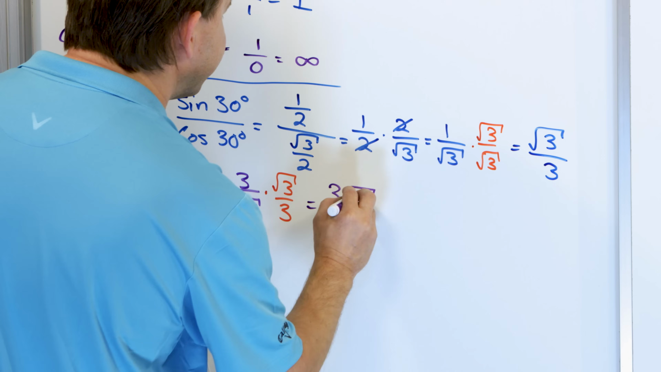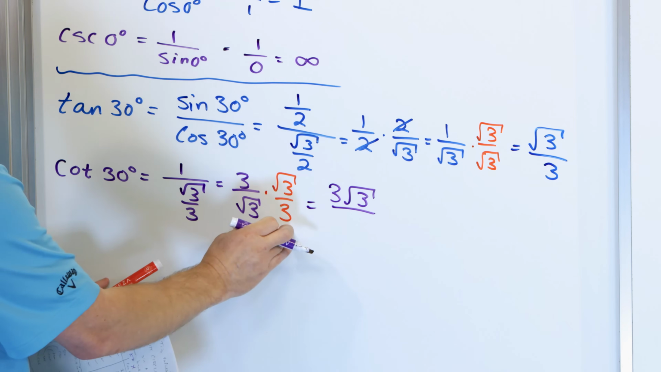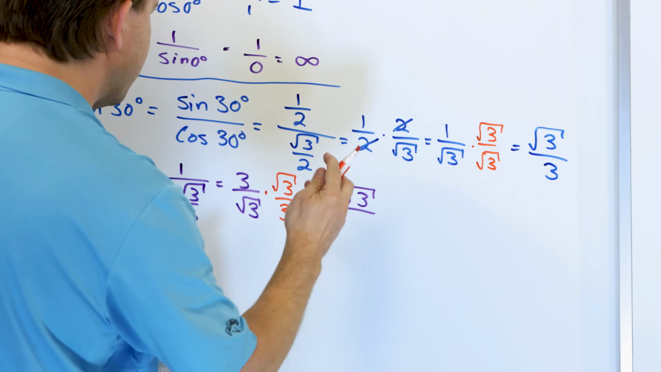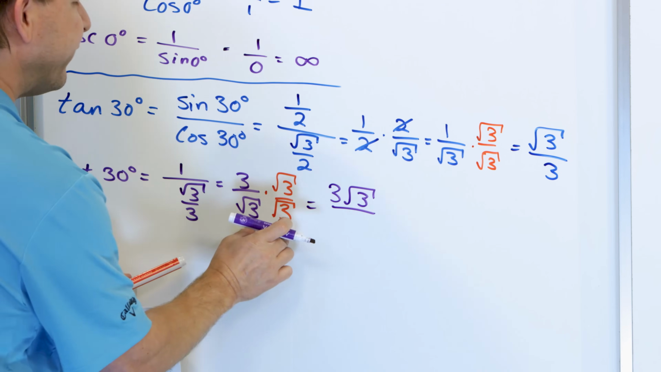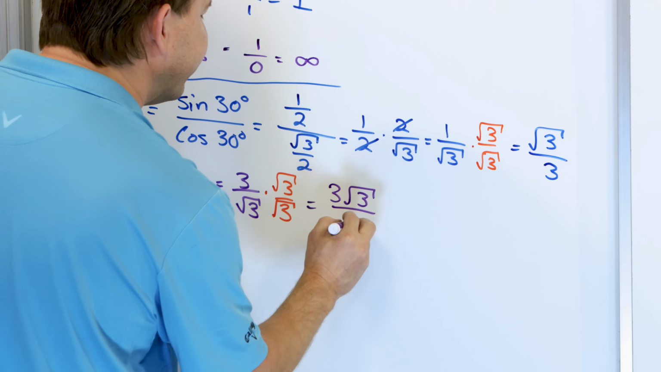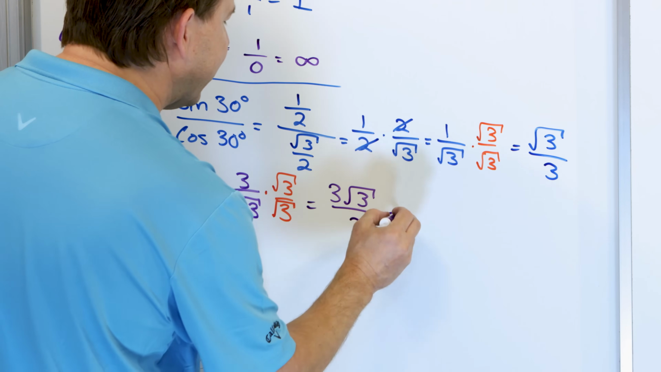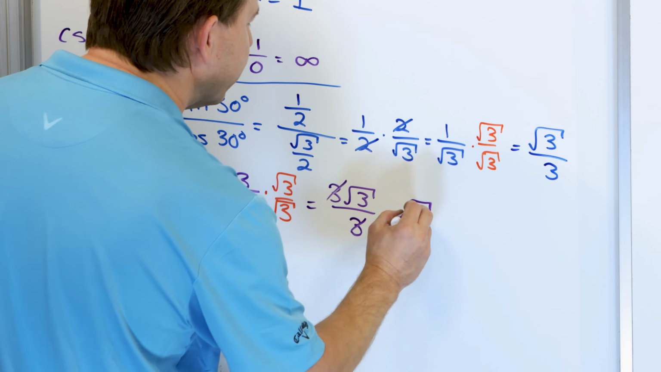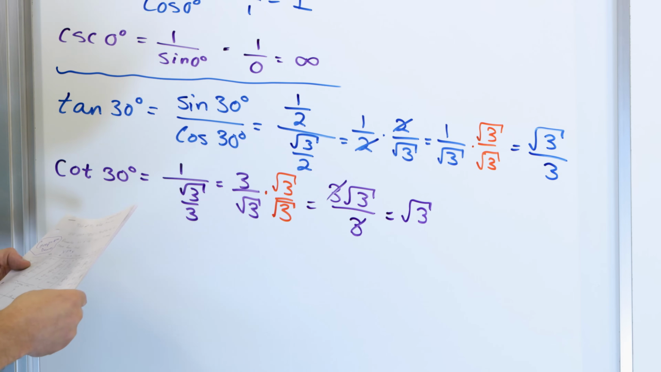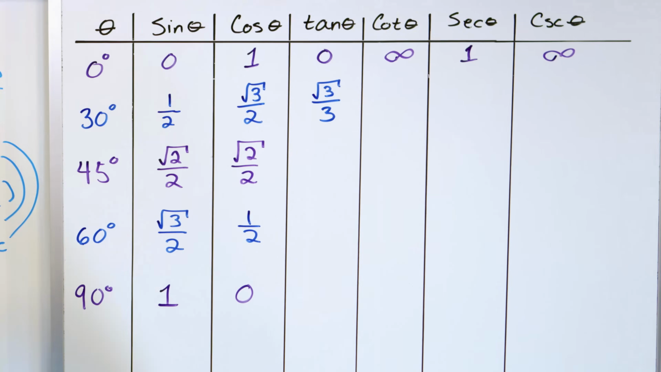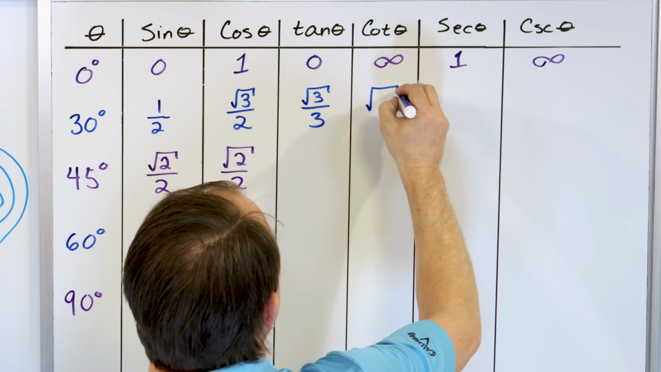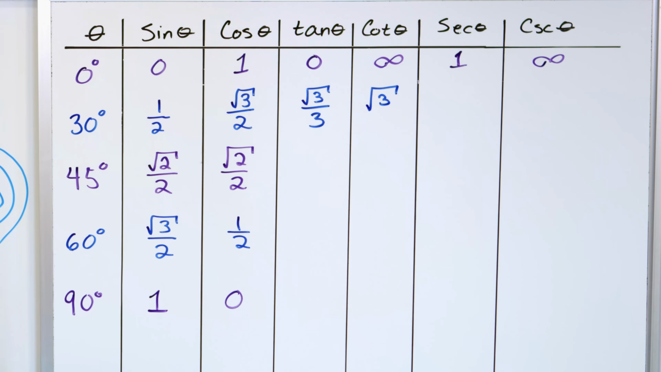3 times the square root of 3. I'm sorry, I made one little mistake. I'm multiplying by square root of 3 over square root of 3. On the bottom, I'll have square root of 9, which reduces to 3. The 3's will then cancel, and I will have square root of 3. So let me check myself. The cotangent of 30 degrees is the square root of 3. Do I want you to memorize that? No way. I think it's a huge waste of time to do that.